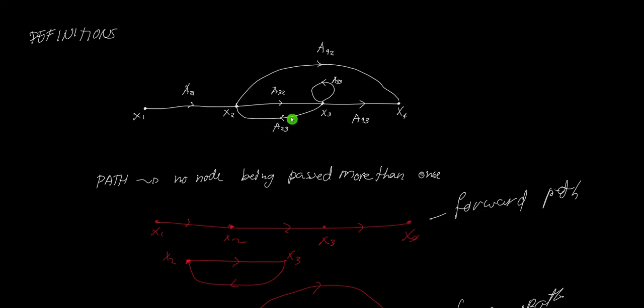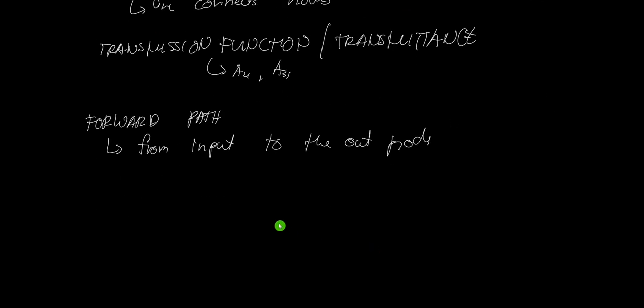That is not considered the path because it's in a different direction. So these branches, remember the definition of branches, they are unidirectional. Unidirectional means they go in only one direction. They're not bidirectional. So if the arrow points in that direction, and that is the only direction the signal will flow, it's a forward path.